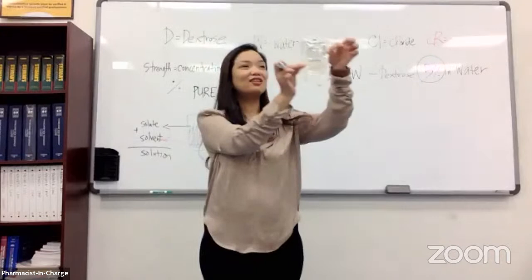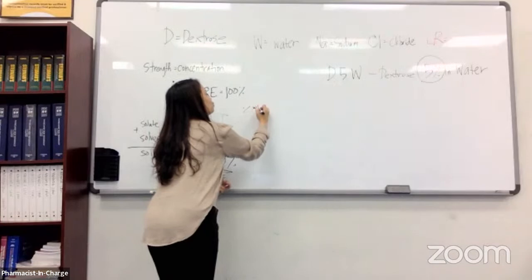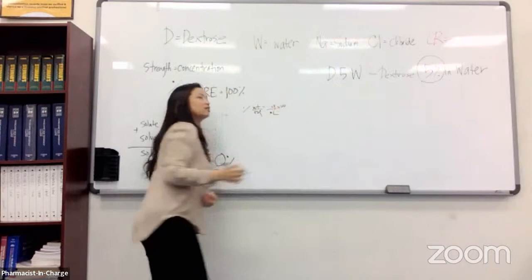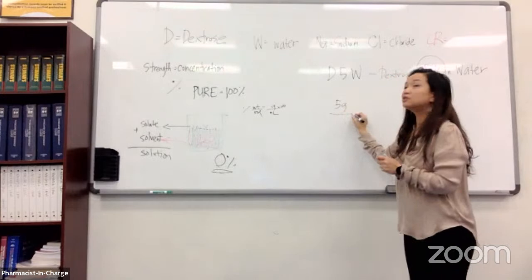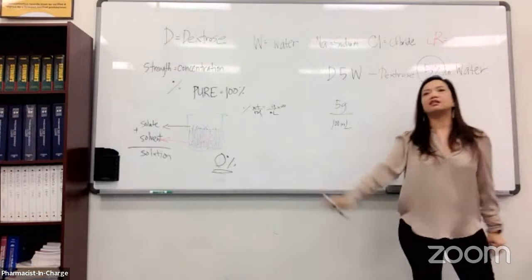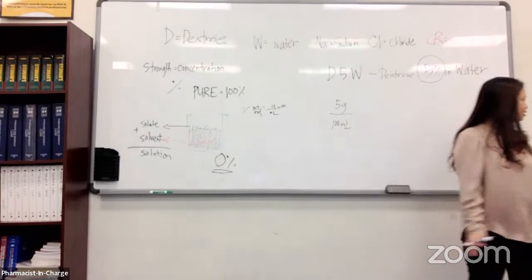Remember, your percentage weight over volume is grams per ml, right? Then times 100 if you want to get the percentage. It means that there's 5 grams of dextrose for every 100 ml of D5W solution. Right away, when I see D5W, I put this right here. So go back to my story. What if I was making this in the old days where I had to get a bottle?